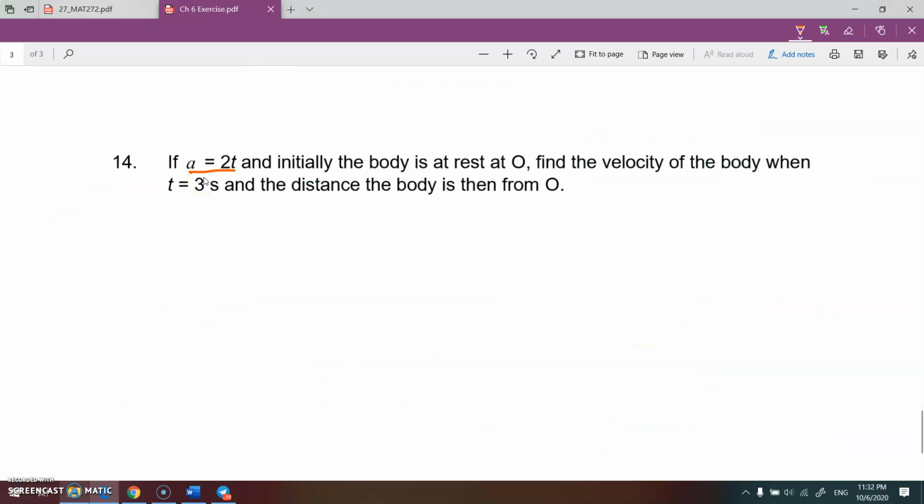The last question, you are given a. Initially the body is at rest at O. Okay, initially the body is at rest. When it is mentioned that it is at rest, it means v is 0. Initially means t is equal to 0. At O means your s is equal to 0. The position is at 0. Okay, find the velocity when t is equal to 3 and the distance the body is then from O. It means you need to find v and s when t is equal to 3.